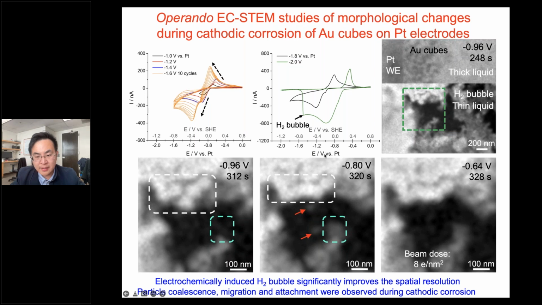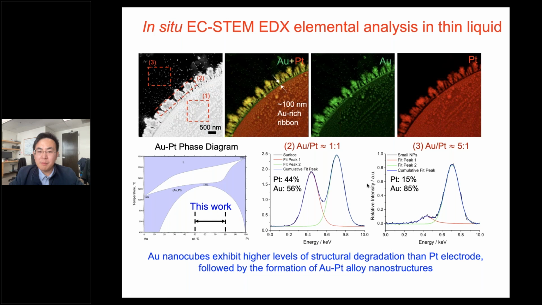Actually, for most of my E-system studies, we are way below the threshold of triggering beam damage to the electrochemical reaction. Because of the thin liquid thickness, now we can go beyond morphological change by STEM imaging. We can begin to investigate what the element distribution is.